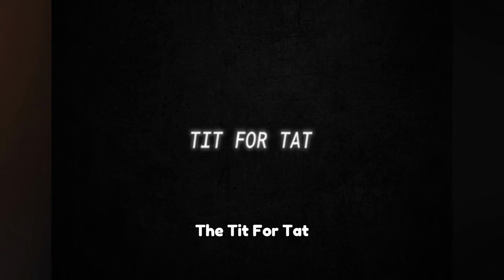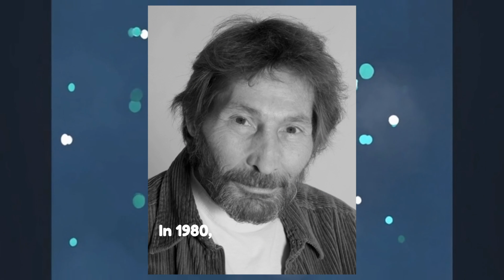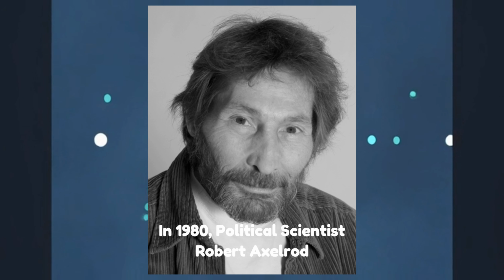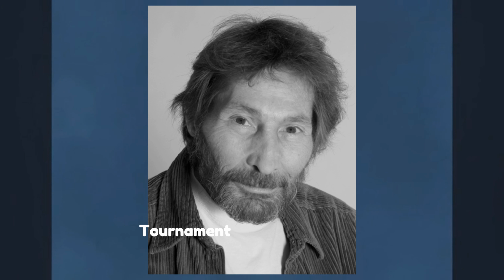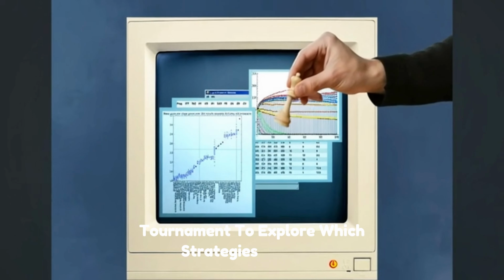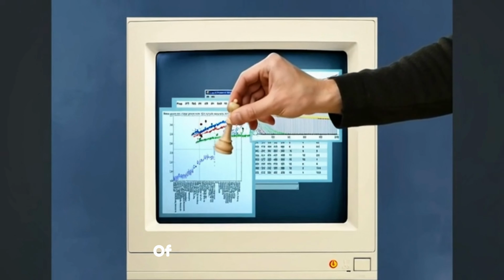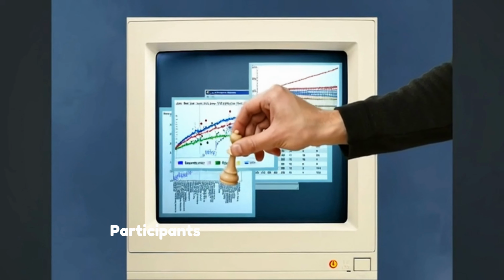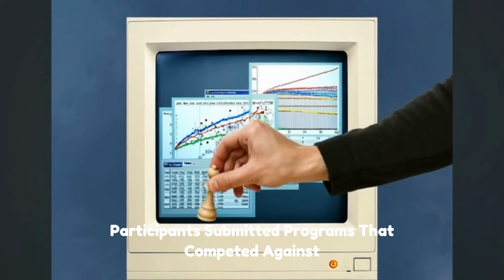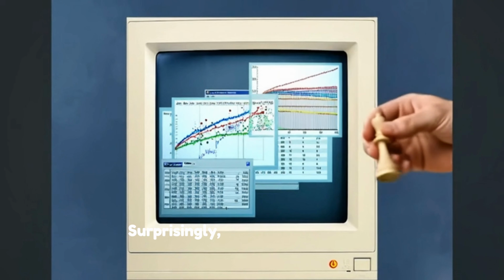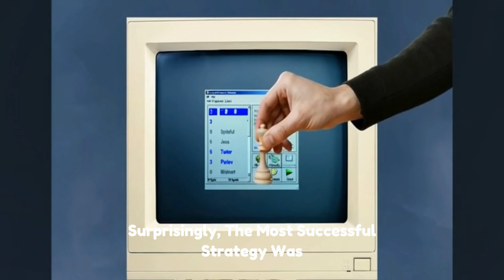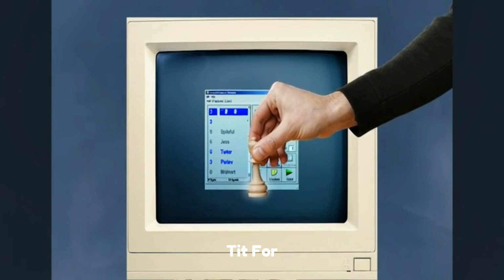The tit-for-tat strategy. In 1980, political scientist Robert Axelrod organized a famous computer tournament to explore which strategies perform best in repeated rounds of the prisoner's dilemma. Participants submitted programs that competed against one another many times. Surprisingly, the most successful strategy was extremely simple: tit for tat.